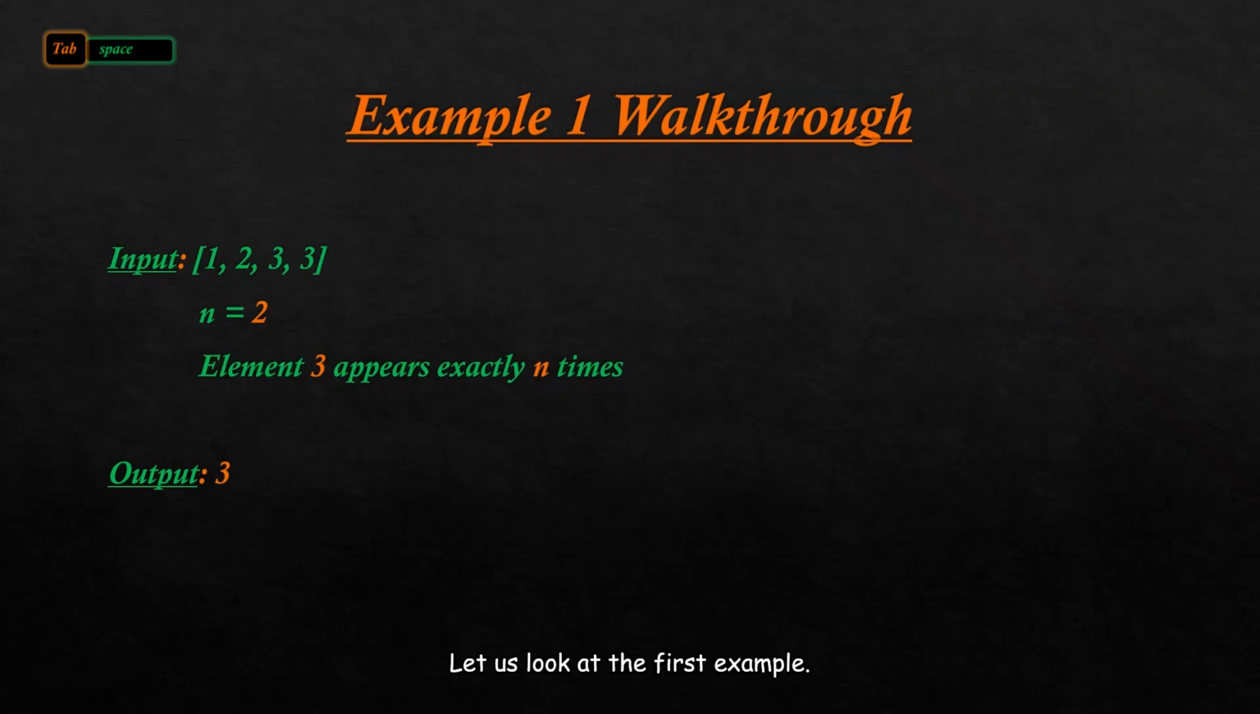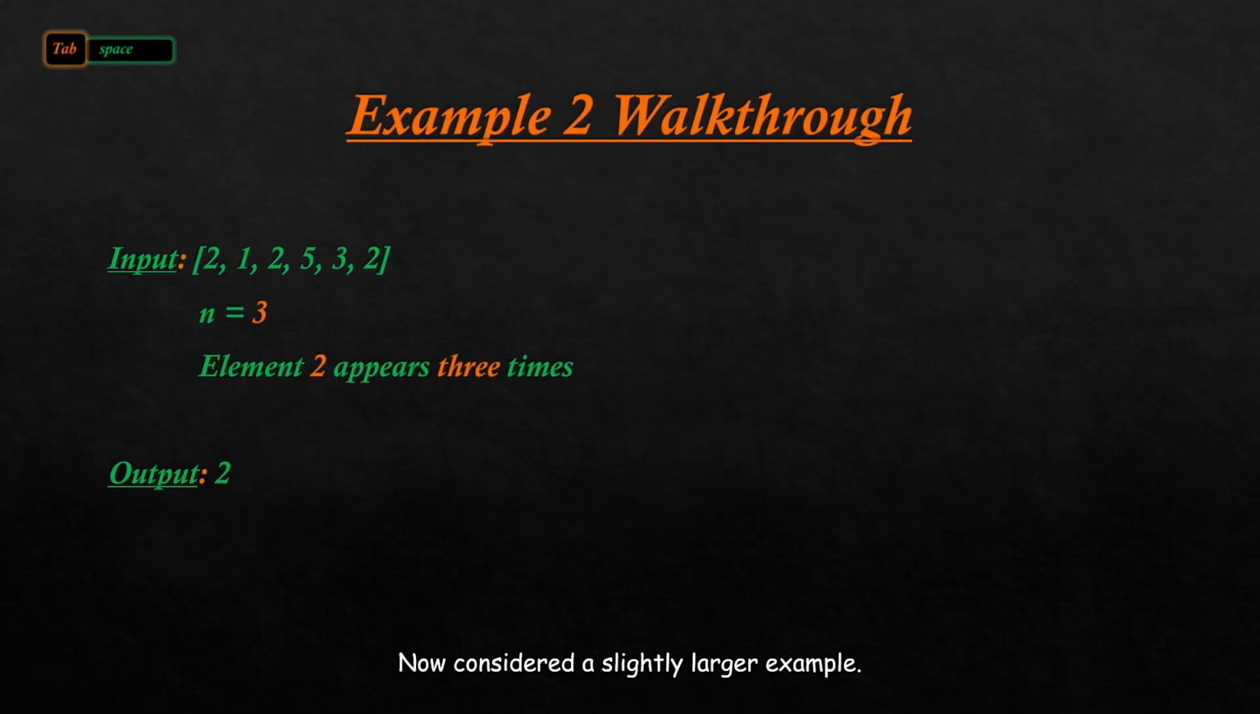Let us look at the first example. The input array is 1, 2, 3, 3. Here n is 2, so the array size is 4. We have 3 unique elements: 1, 2, and 3. The element 3 appears exactly twice, which is equal to n, so the correct output is 3. This example already hints that the repeated element tends to appear close to itself.